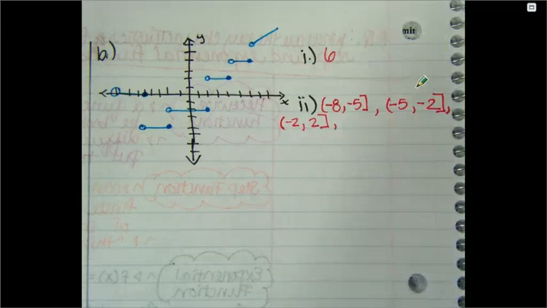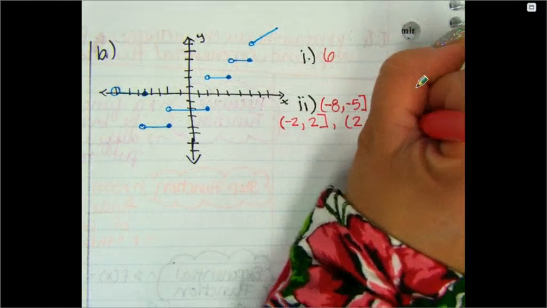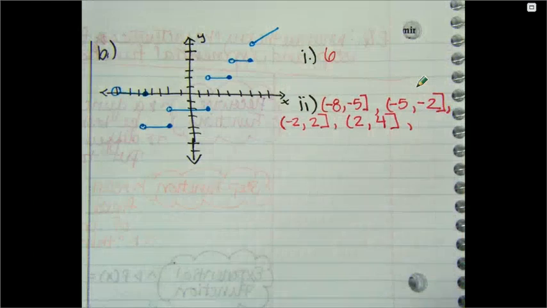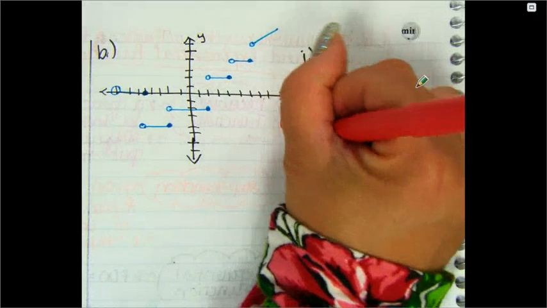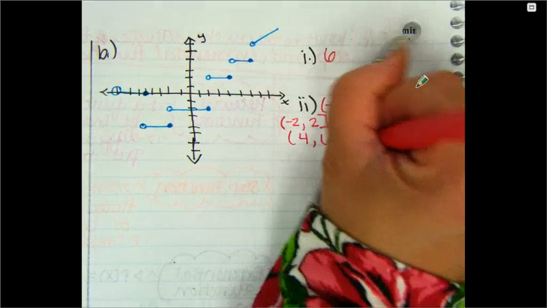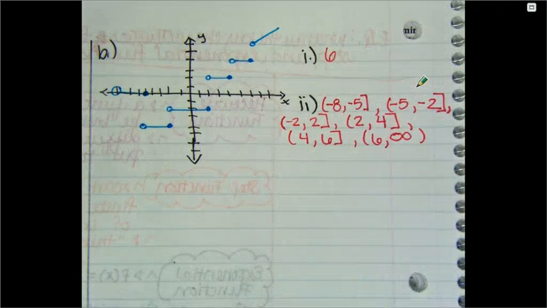Then 2 to, what is it? 4. Then 4 to 6. Ooh, very good. Why is it infinity? Because there's no endpoint. It just keeps going. Make sense? Well, that was easy.